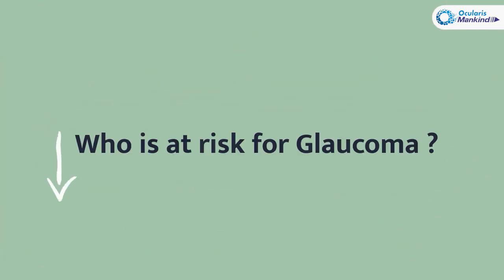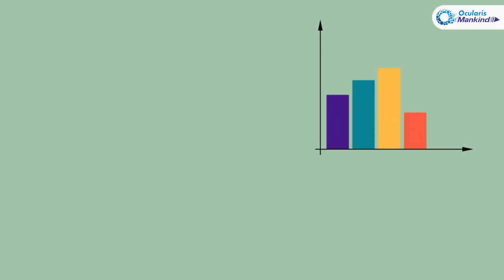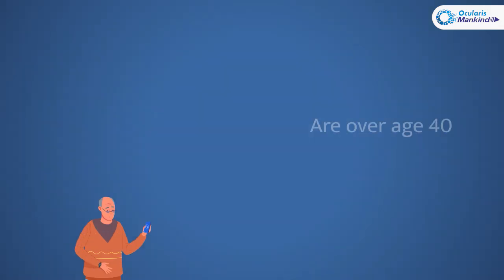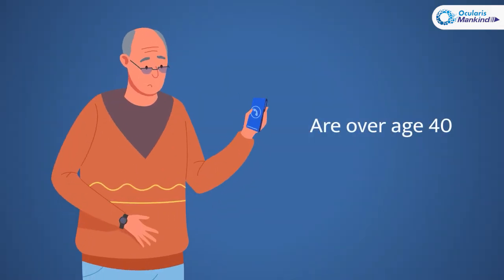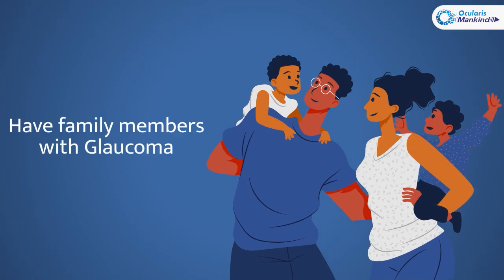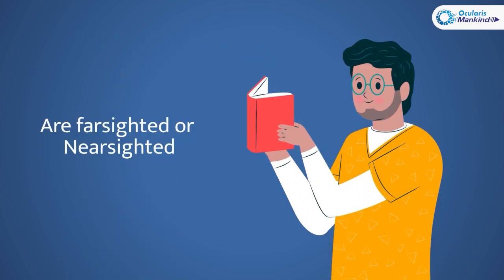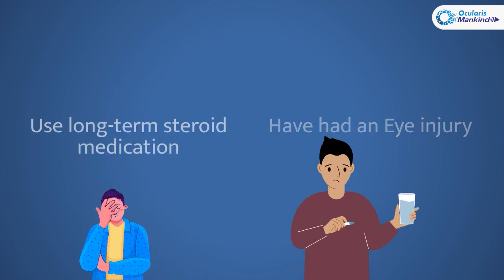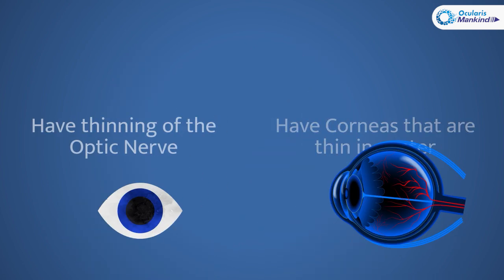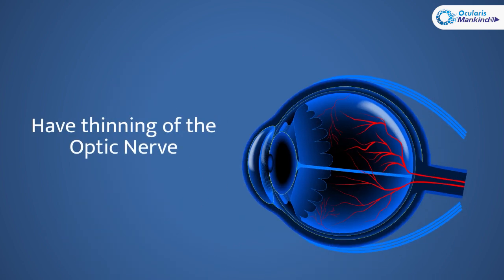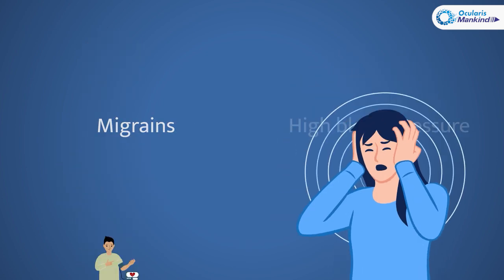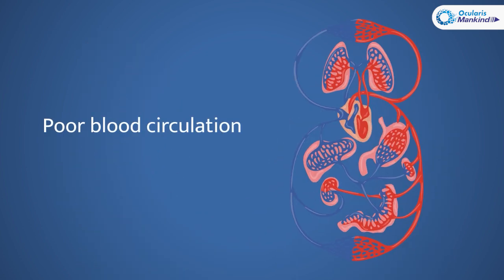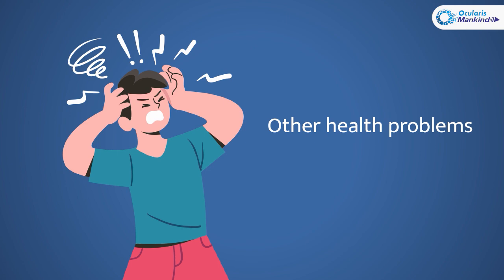Now we shall proceed further and talk about who is at risk for glaucoma. Some people have a higher than normal risk of getting glaucoma. This includes people who are over age 40, have family members with glaucoma, have high eye pressure, are far-sighted or nearsighted, have had an eye injury, use long-term steroid medication, have thinning of the optic nerve, have diabetes, migraine, high blood pressure, poor blood circulation or other health problems affecting the whole body.